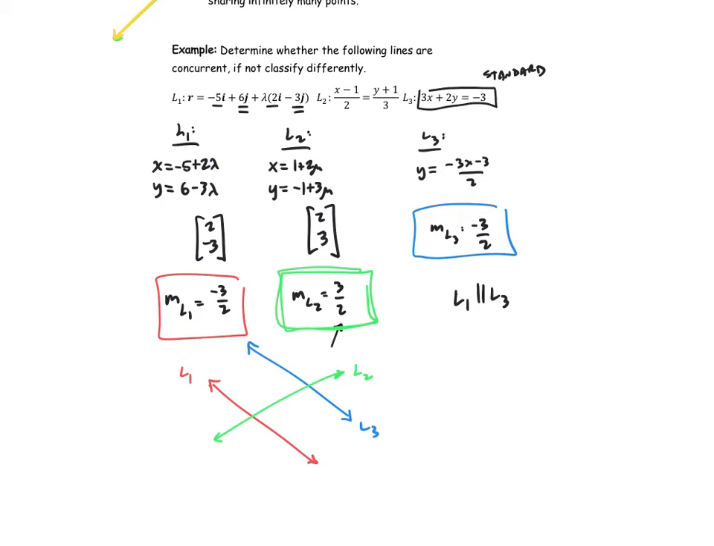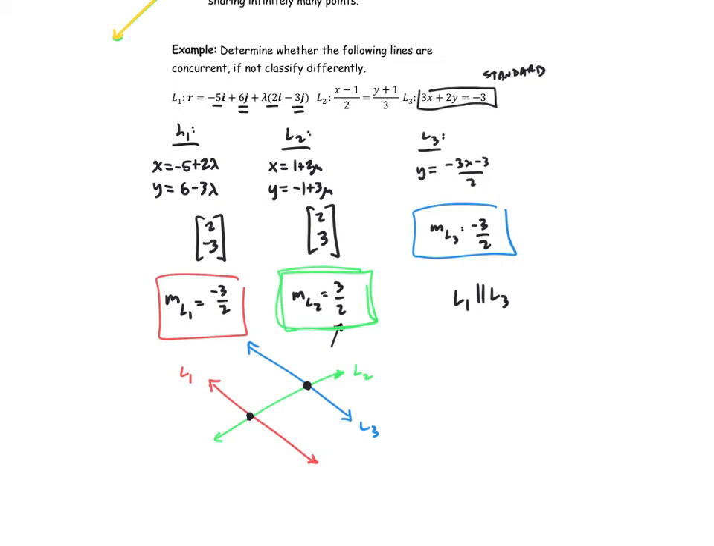Okay, so how would we classify these? Well, we would say that L1 and L2 are intersecting lines. I can see that right here. L2 and L3 are intersecting lines right here. And L1 and L3 are parallel. Now, one thing we haven't considered yet is, is it possible that L1 and L3 are concurrent, right?